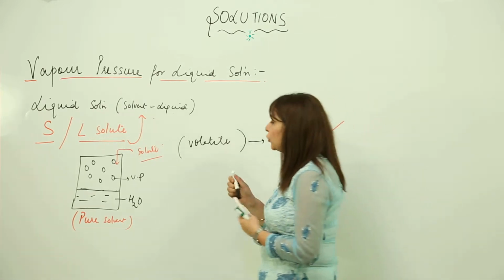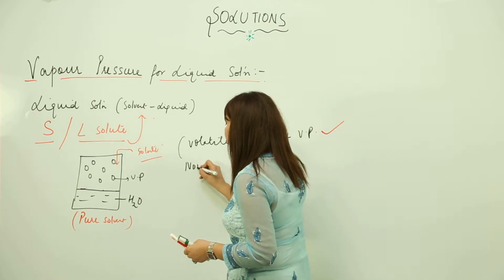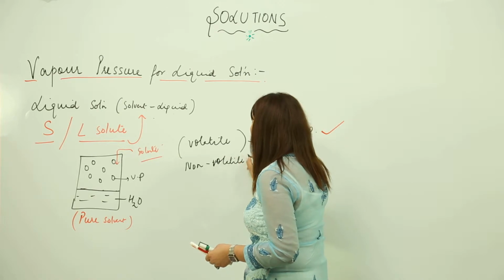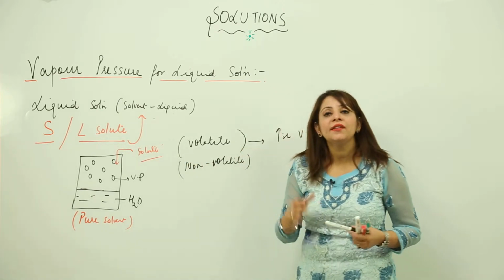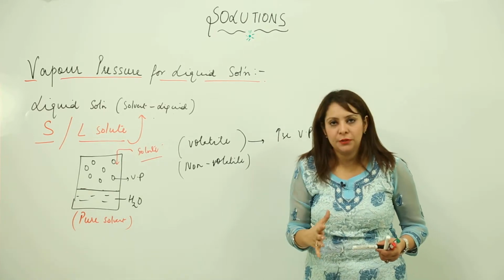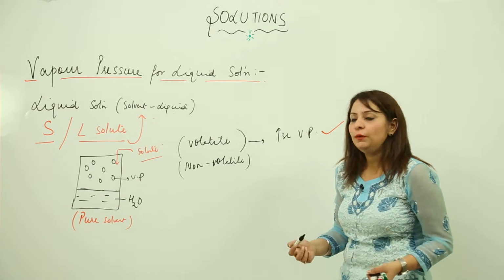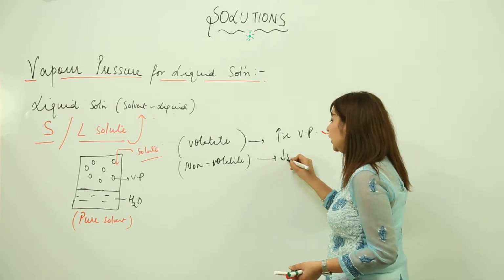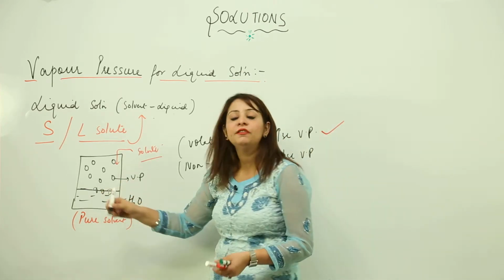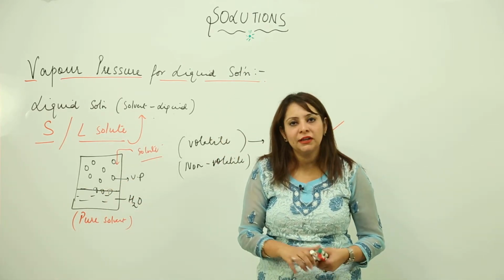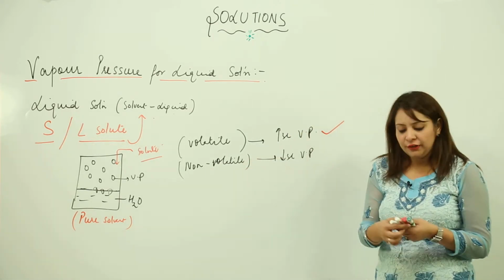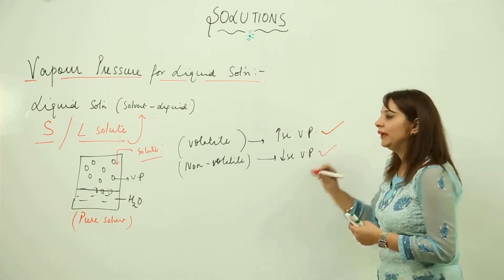Now I can add a solute whose nature is non-volatile. Non-volatile means that it does not have any tendency to evaporate. That means it doesn't form any vapors. So it is going to decrease the vapor pressure, as some of its molecules will occupy the surface and offer a hindrance to the solvent particles to evaporate. Right. So obviously they are going to decrease the vapor pressure of the solution. So this is what we can have.